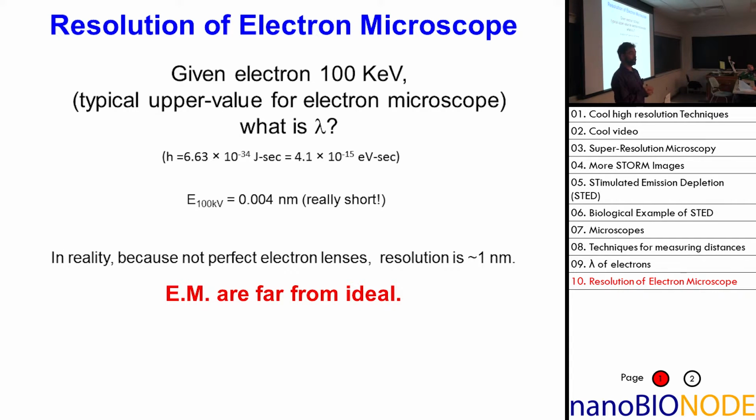Lambda over 2, if the thing is diffraction limited, is your resolution. That's it. But lambda over 2 says we can see unbelievably short, and that's not true. So what's the problem? Must not be diffraction limited.